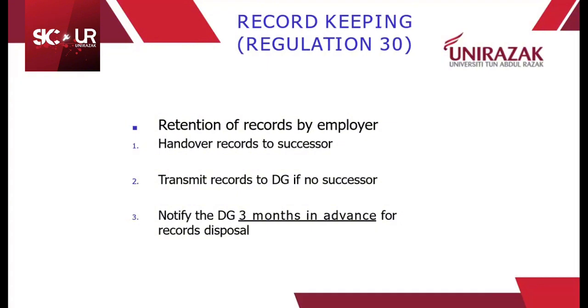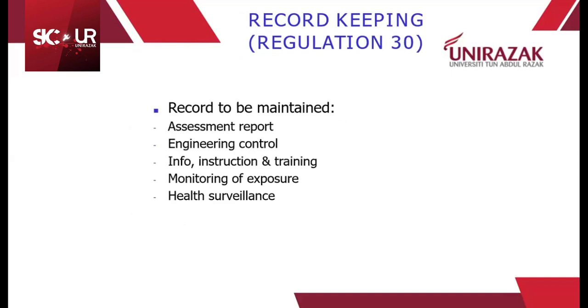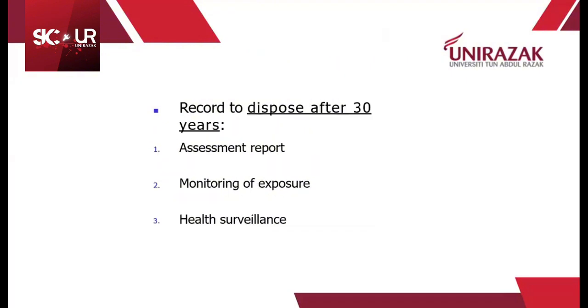Seterusnya, record keeping regulation 30, retention of the record of employer, hand over record to the successor, transmit record to the DG if not successor. Kalau tak ada, memang kena serah pada DG dan notify the DG 3 months in advance for the record disposal. Kalau nak lupuskan, kena maklum pada DG. Record to be maintained, assessment report, engineering control, info and instruction and training, monitoring exposure, dan juga health surveillance record.